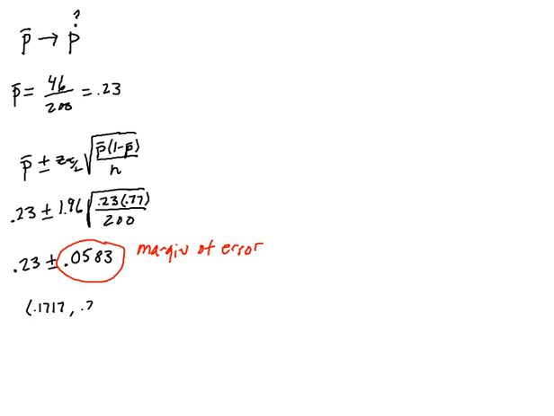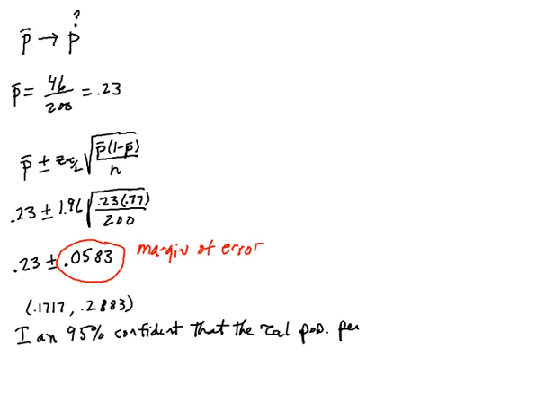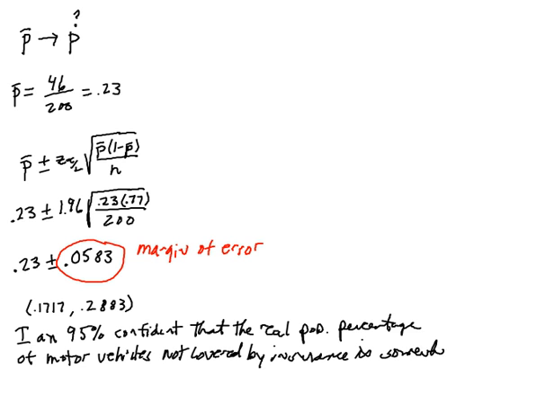The confidence interval then is 0.1717 to 0.2883, or I am 95% confident that the real population percentage of motor vehicles not covered by insurance is somewhere between 17.2% and 28.8%. So this is a confidence interval for percentages.